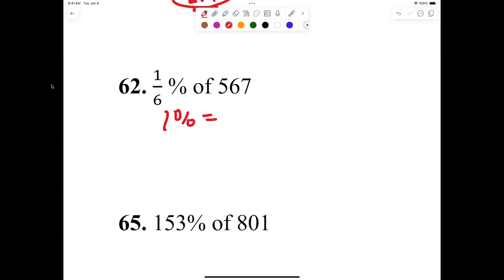Well, what's 10%? 50. Yeah, so what's 1%? Yeah, so I need you to tell me 1% is 5.67. You hear me on that? And so 1/6 of a percent, just divide that by 6. And what do we get about?